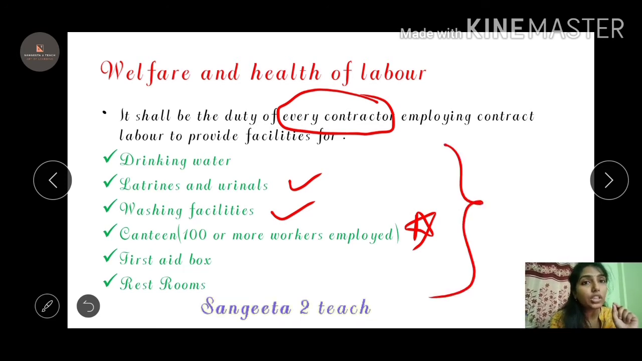You had a question in UGC NET saying which of the following is not one of the facilities provided for the contract labor. You have to choose from the options, right? So you have to remember these points: drinking water, the basic things, latrines, washing facilities have to be given. If there are 100 or more people, you have to give them a canteen. Restrooms are important. The first aid box is necessary, right?